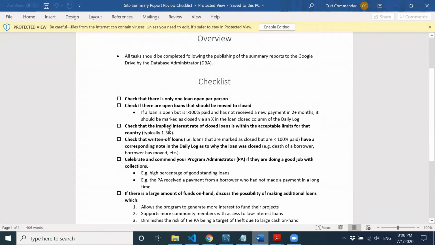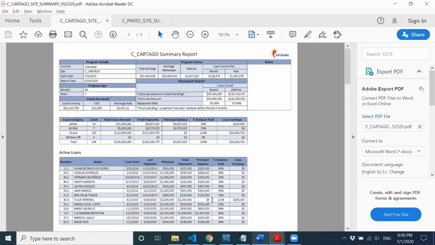Looking at that particular loan also applies to the next bullet point, which is to check that the implied interest rate is within the acceptable range. Right here, it looks like the interest rate was about 10%. I'm not sure what exactly was happening in that case, but if you're seeing a lot of loans with higher interest rates, that's something to talk to your program administrators about. I think we usually shoot for around 1 to 3%.